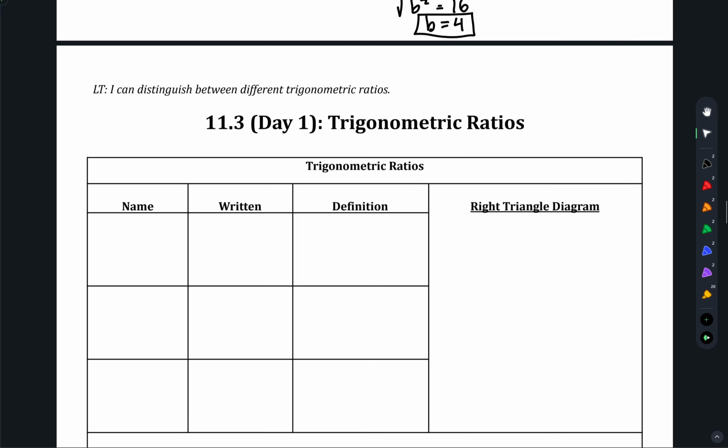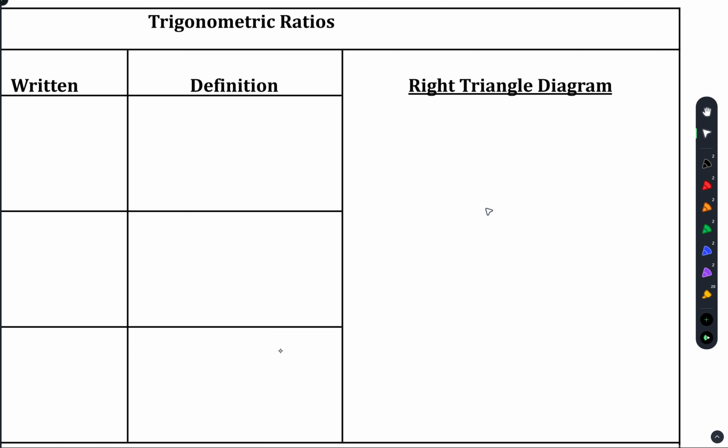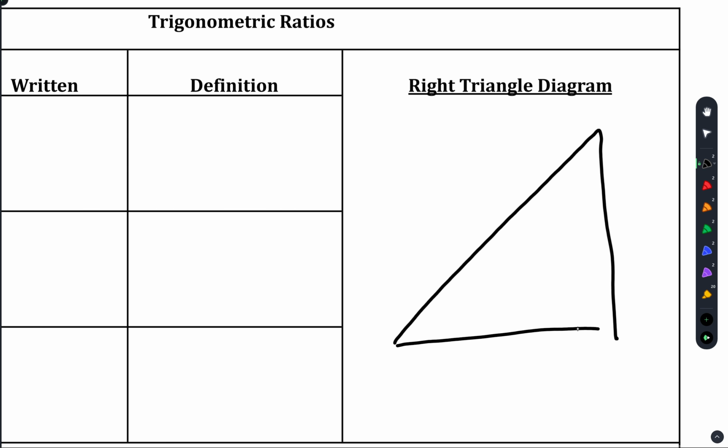If you remember, that word ratio means a fraction. So we're going to be setting up a bunch of fractions here. Specifically, these trigonometric ratios help us with right triangles. So the first thing we're going to do is draw a nice right triangle. Right triangles specifically have a right angle, so make sure you label that right angle in there.